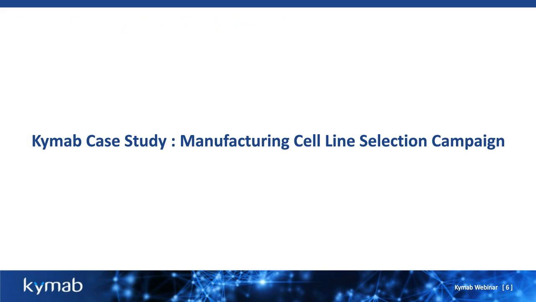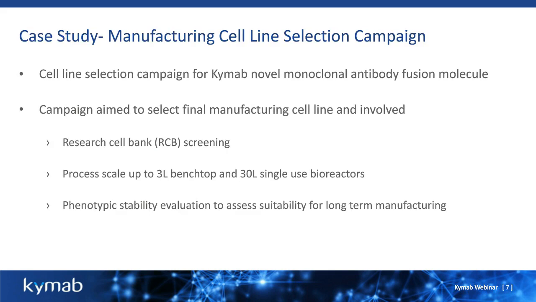Now I'm going to dive into the Kymab case study covering a manufacturing cell line selection campaign. This cell line selection campaign was for a Kymab novel monoclonal antibody fusion molecule. The campaign aimed to select the final manufacturing cell line and involved research cell bank or RCB screening, process scale-up to 3-liter benchtop and 30-liter single-use bioreactors, and also included a phenotypic stability evaluation to assess cell line suitability for long-term manufacturing.